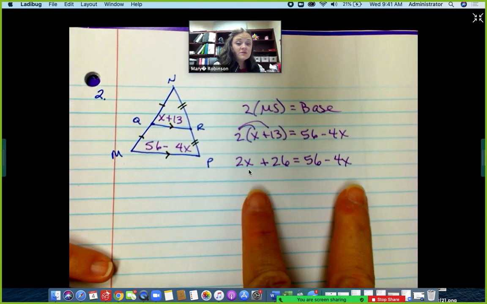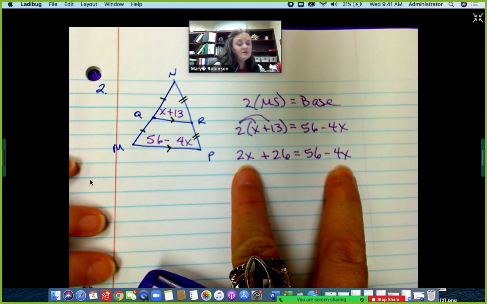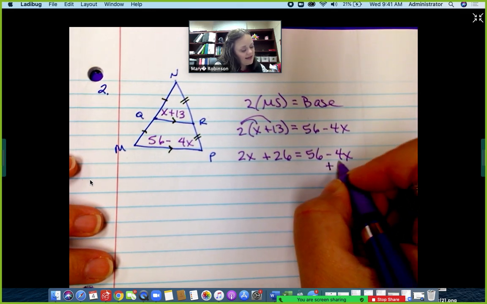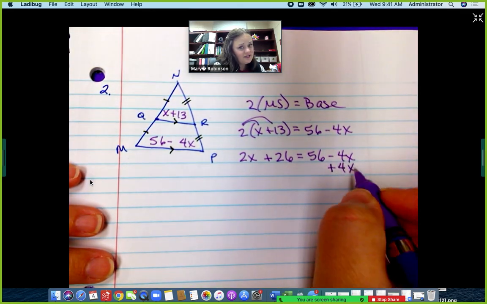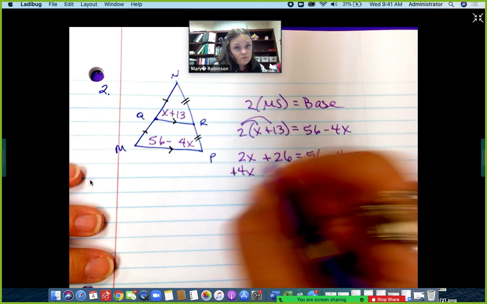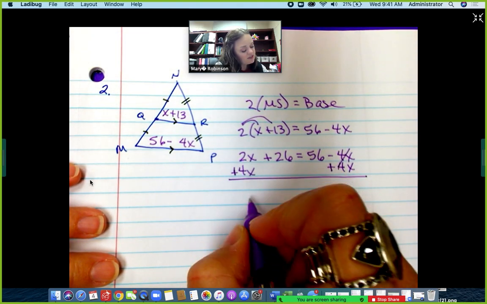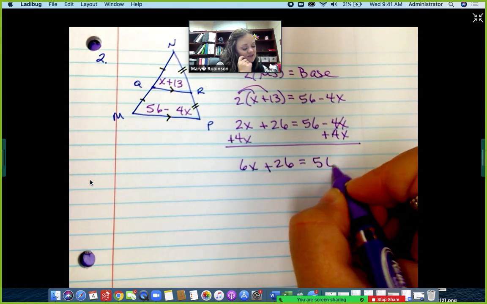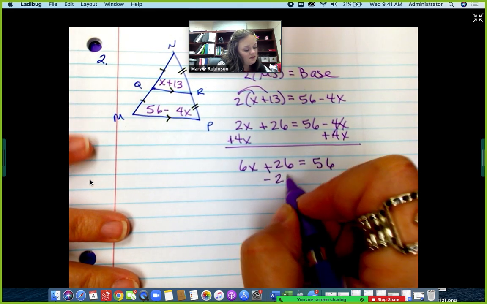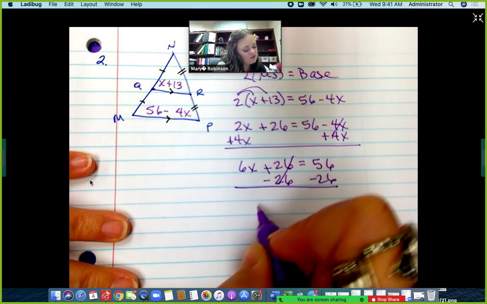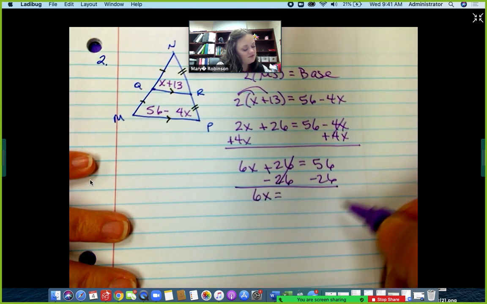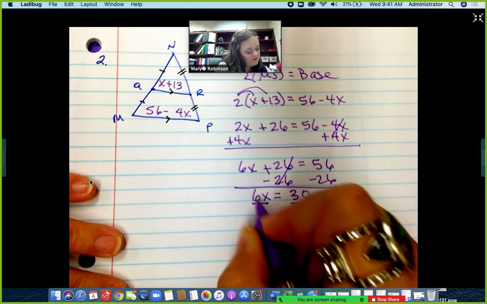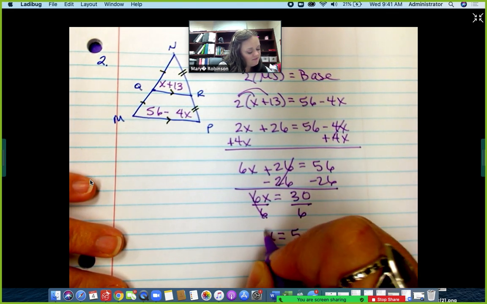I want to get my x terms on the same side, so I compare the coefficients of x. I have a 2x and a negative 4x. So I want to add 4x because negative 4 is definitely smaller than 2. So when I do so, 2x plus 4x is 6x, plus our 26 equals 56. And again, we're just solving this basic two-step equation like we have been for years. 56 minus 26 is 30. And if I divide both sides by 6, I get 5.